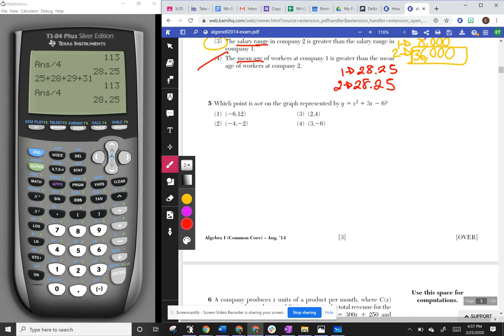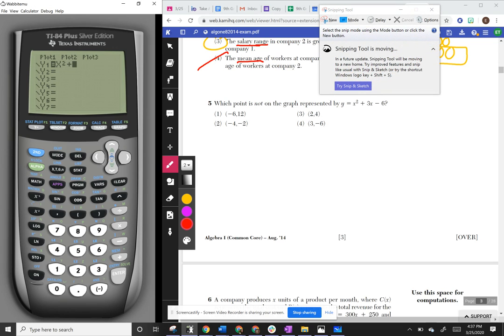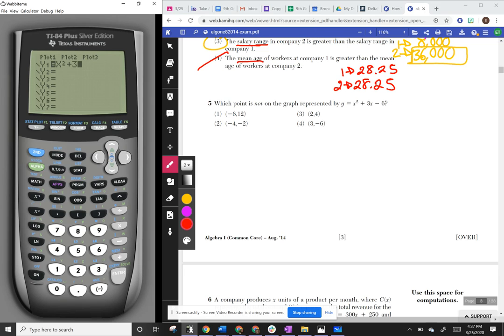Okay. Question number 5. Which point is not on the graph represented by y equals x squared plus 3x minus 6? And the easiest way that you're going to be able to do this one is to use your graphing calculator. There are lots you could substitute. You could look at a graph, but this is going to be the quickest way, which is definitely important when it comes to taking an exam. So I'm going to type this in exactly. X squared plus 3x minus 6.